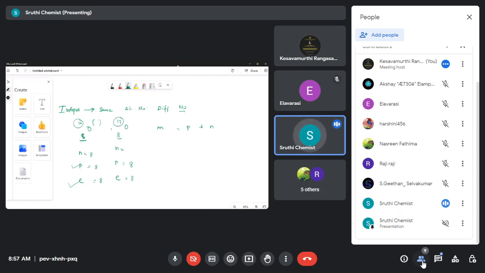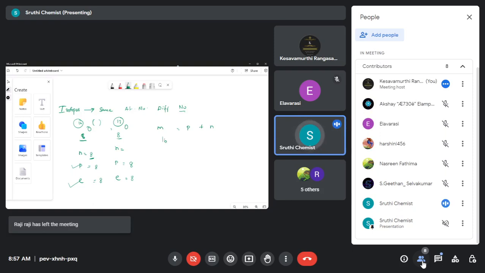If you calculate the neutron here, the mass number is 16 and the proton is 8, so definitely the neutron should also be 8. Then only it will be 16. But in the second case, it is 17. The proton count is 8, but the neutron count should be 9. Am I right or wrong? It should be 9. Then who is different here in the isotope?